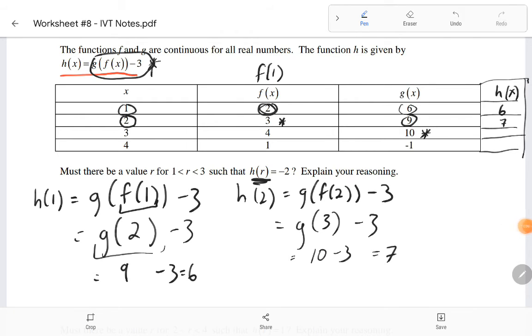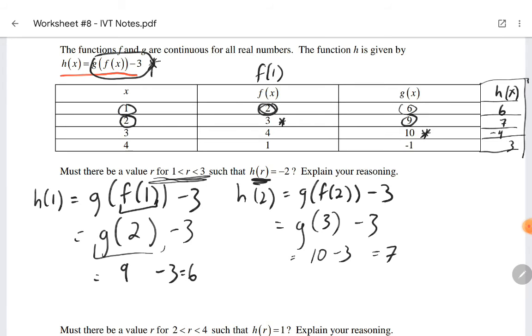So pause the video right now, and then try and figure out the 3 and 4. I'm going to show the answers in the next second. Okay, so you should have gotten -4 for the next one and then 3 for the last one. And now that we have a function, we can answer the question.